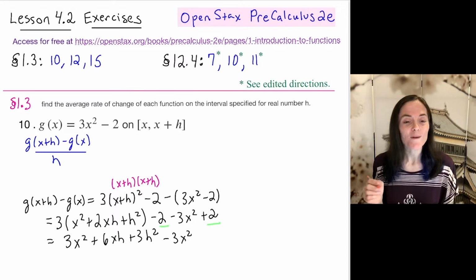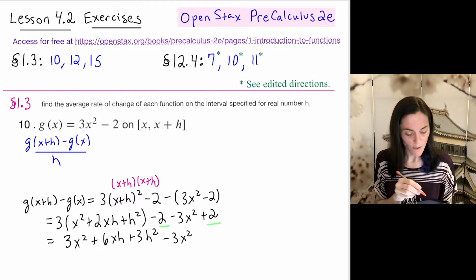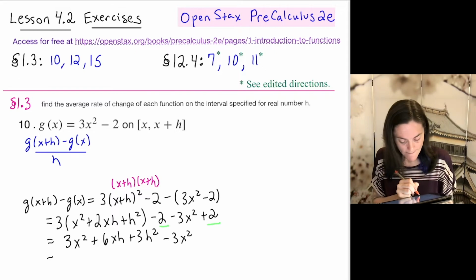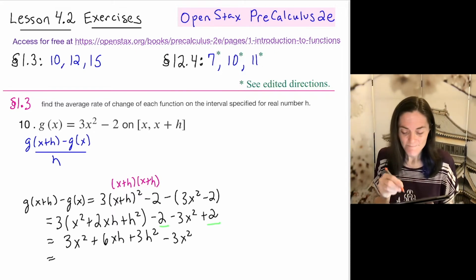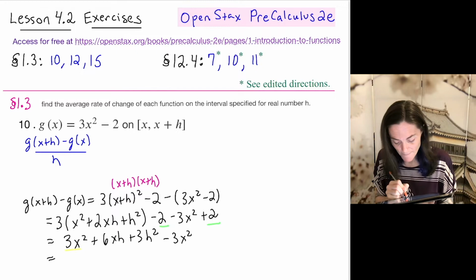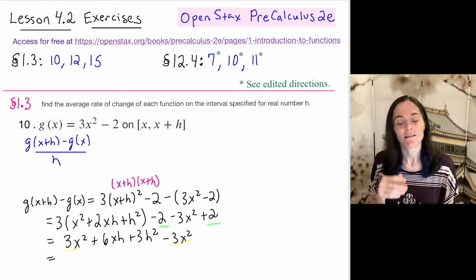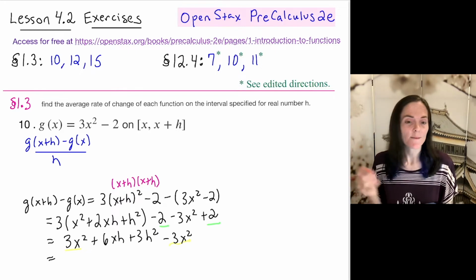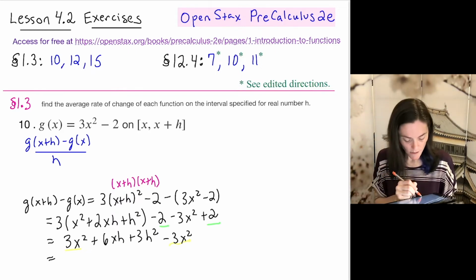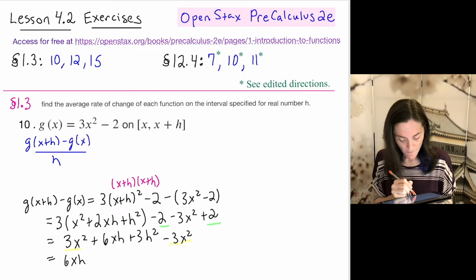Now I really have one more step before I move up to the quotient part of this difference quotient. You see 3x squared minus 3x squared adds to 0. So in fact, everything I have left is h times something. I have 6xh. I have 3h squared.